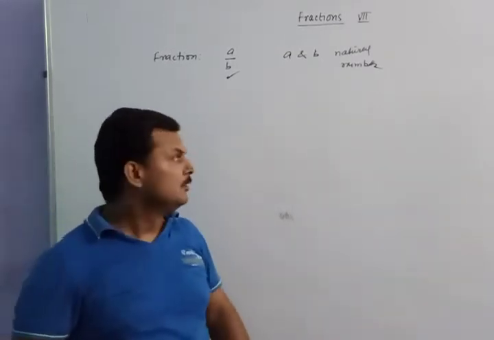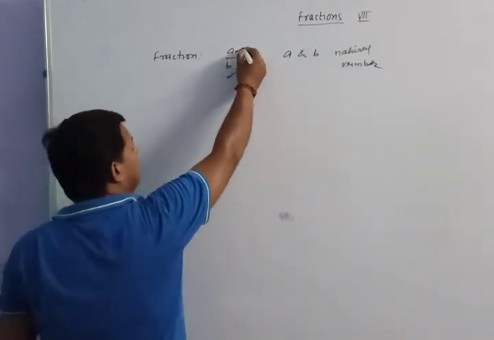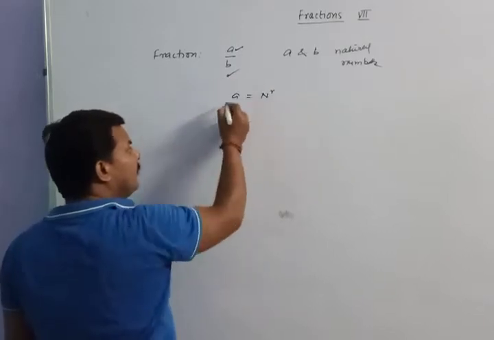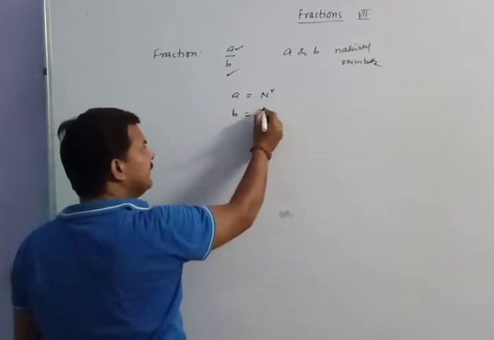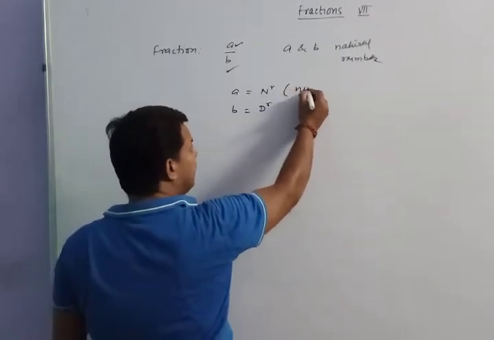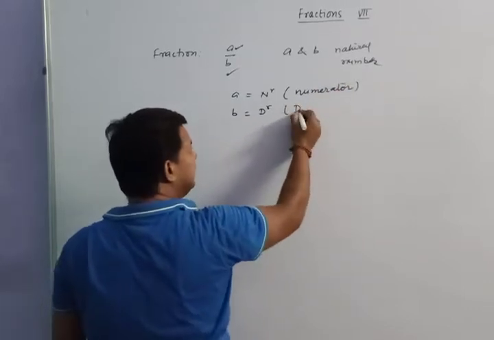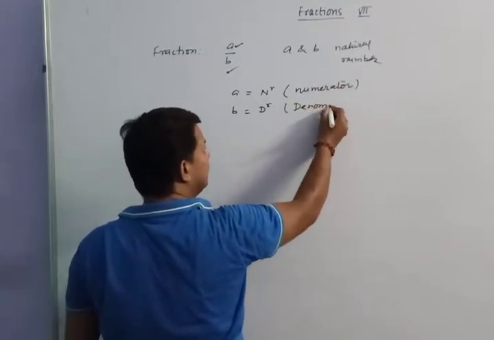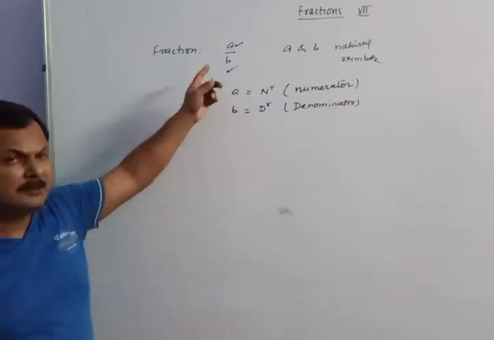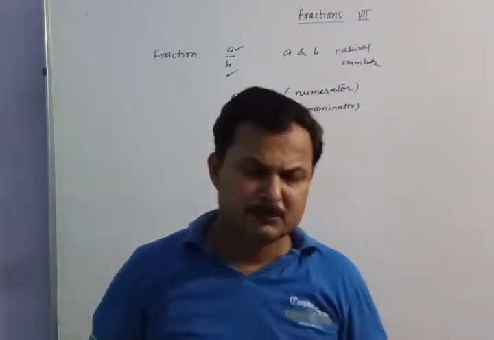Now we have to know terms related to fraction. The upper part of the fraction, a, is called numerator and the lower part of the fraction, b, is called denominator. Numerator is shortly written in this way, and this is denominator. You have to learn the spelling if you have not learned. Upper part of the fraction is called numerator and lower part is called denominator.